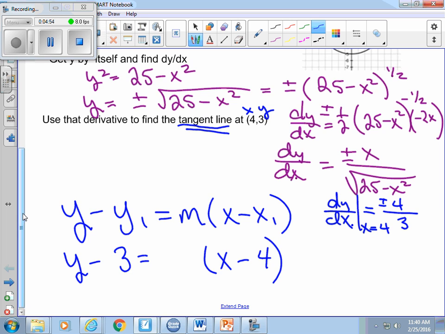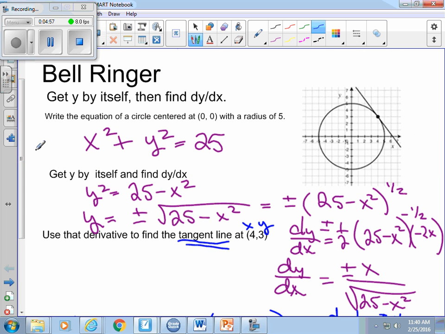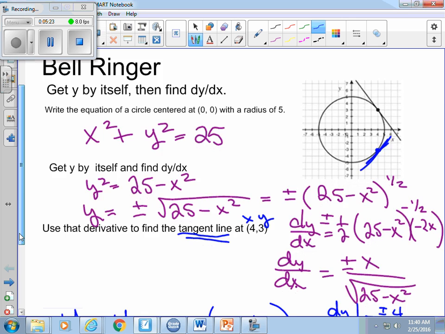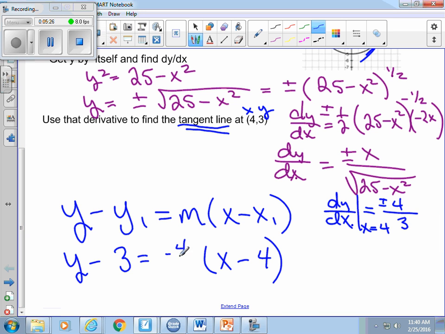Now this is a pretty challenging question, and I need to go back and refer to the picture. Because there were 2 points at x equals 4. I want the positive. You see how there could have been another tangent line down here, and the slope of it would be different. What is the slope of this one up here? Negative. Everyone agree? It's going down to the right. So that slope is a negative 4/3. So this was a very challenging question. We're actually going to learn a faster, easier way to do this today.